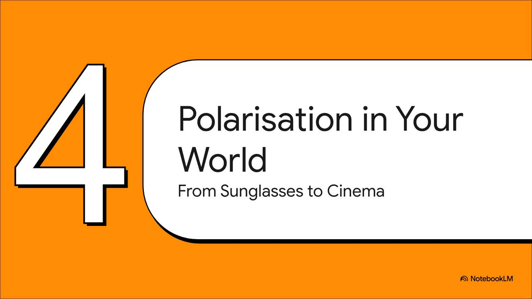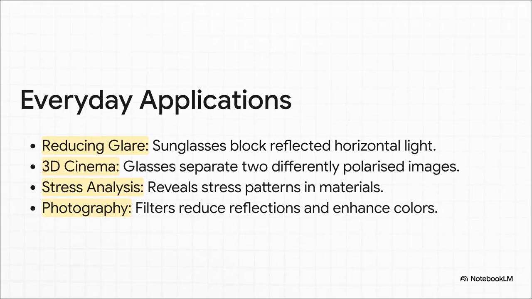Let's look at polarization out in the real world. I mean, we've already talked about sunglasses, right? That awful glare bouncing off a wet road or the surface of a lake. That's horizontally polarized light. Your sunglasses have vertical polarizers that just block it. Gone. And 3D movies? Same principle. They project two different images on the screen, each with a different polarization. The glasses you wear make sure your left eye only sees one image and your right eye sees the other, and your brain puts it together to create that 3D effect. It's also a huge deal in photography for cutting reflections, and even for engineers to see stress points in materials. It's everywhere.